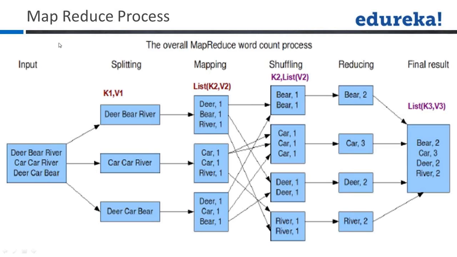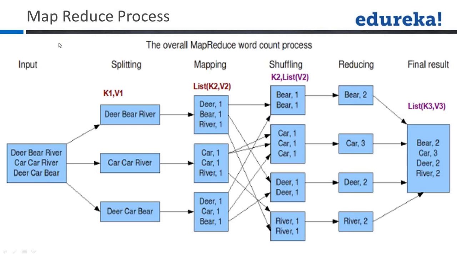Rajat is asking me why the value is 1 everywhere. It is 1 because in this particular record, deer came once, bear came once, river came once. If it was deer, bear and river, and deer again, then it will come twice. But the number 2 will not come here. It will come like deer 1, another deer 1, something like this.